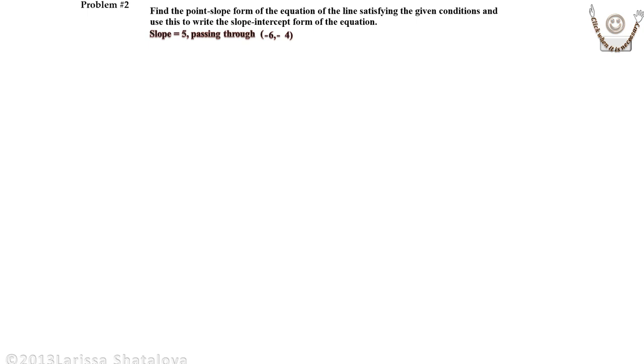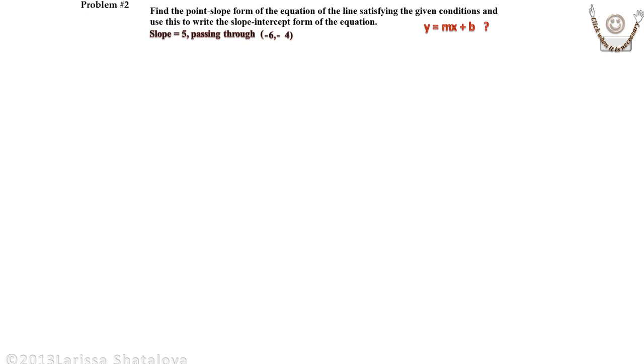Problem number 2. Find the point slope form of the equation of the line satisfying the given conditions and use this form to write the slope-intercept form of the equation. Slope is 5 and our line passing through the point with coordinates -6, -4. And we have to show our answer as y equal mx plus b.